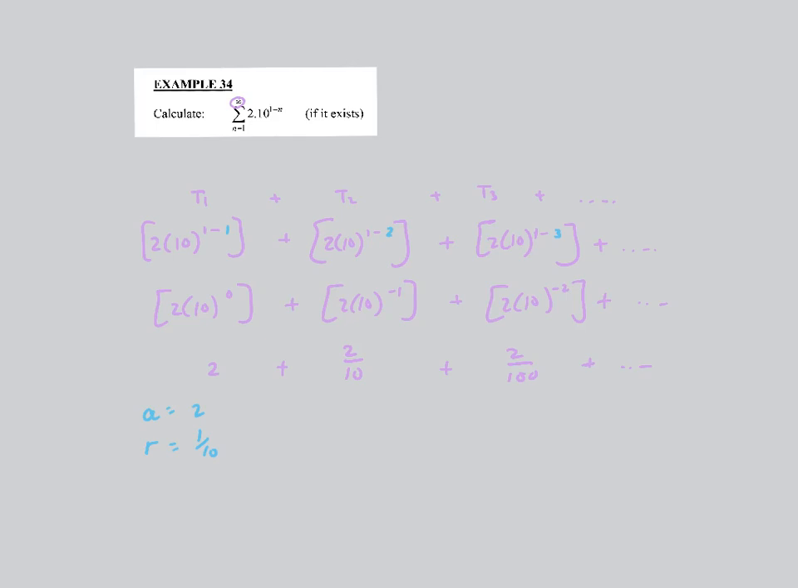Okay, so then they ask you, well, if it exists, what a strange thing to ask. How would you know if it exists? Well, you can only find the sum of an infinite number of terms if it's a geometric sequence, of course, and the ratio is between -1 and 1. Is a 10th between -1 and 1? Is 0.1 between -1 and 1? Yes. So therefore, it will converge, right?